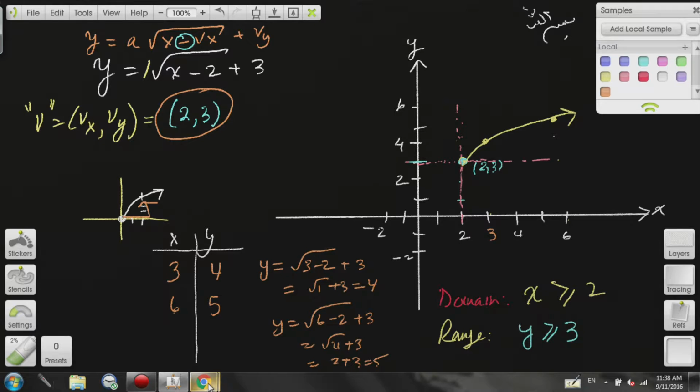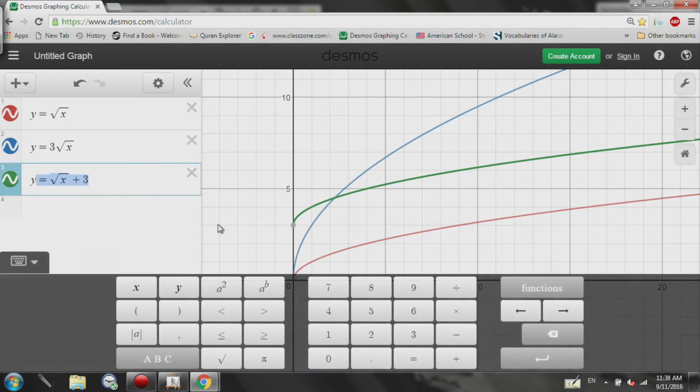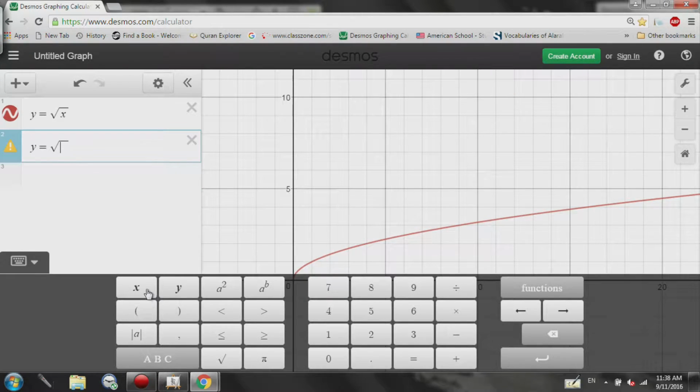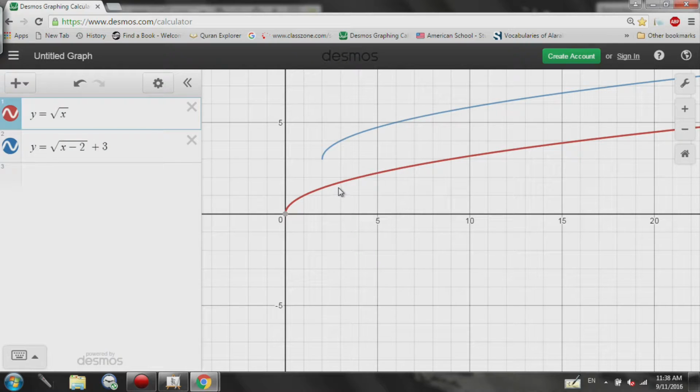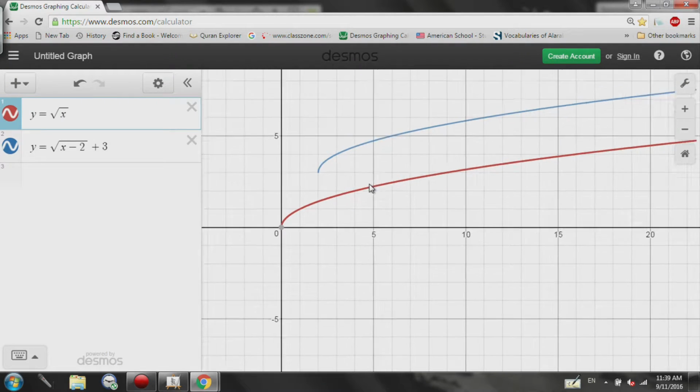All right. So let me graph this over here. So there was a square root of x minus 2 plus 3. Now look at this. This is the parent function, and that's this function. So this blue function is actually the parent function moved horizontally by 2 units and moved vertically by 3 units. So there's a horizontal shift to the right by 2 units and a vertical shift up by 3 units. Okay, they're the same graphs otherwise.